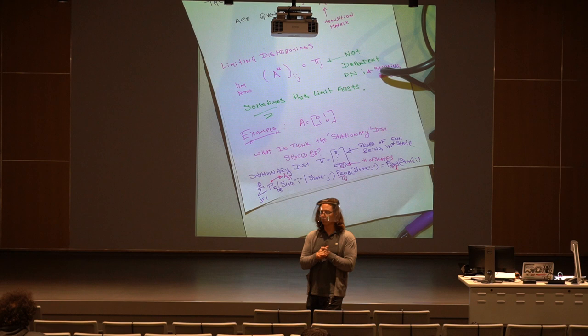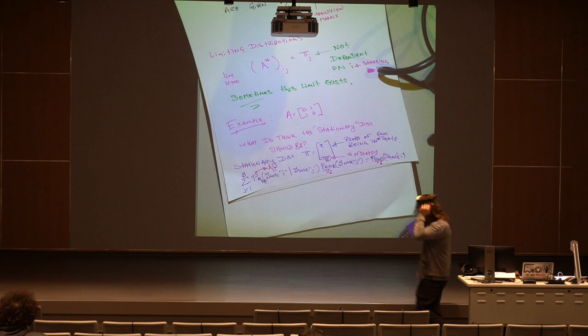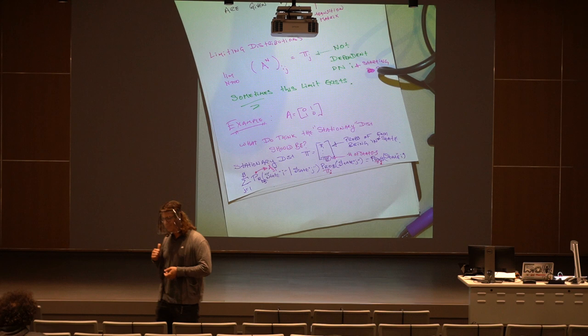There's applications of that theorem. So these are just the marginal probabilities. That's what a stationary distribution is. And so stationary distributions can exist where limiting distributions might not exist. But if the limiting distribution exists, it is the stationary distribution. That's kind of a nice thing.